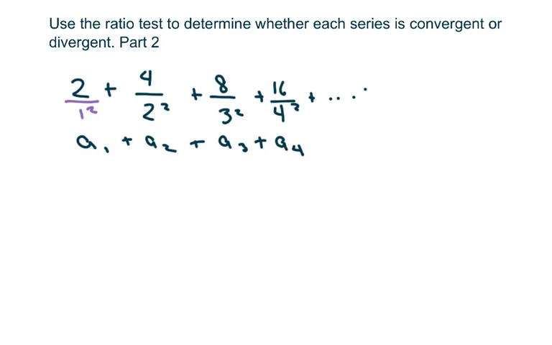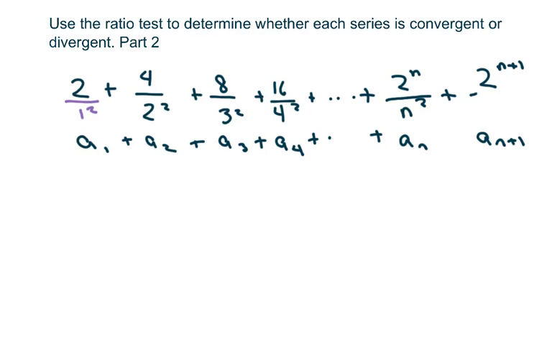And so your nth term, if you look at this, the numerator is going to be 2 to the nth power, and the denominator is going to be n squared. And you can see the pattern here if you look at that. So that's your nth term. You also want to look at your next term. And your next term is going to be 2 raised to the n plus 1 power over n plus 1 squared. That's your next term there.